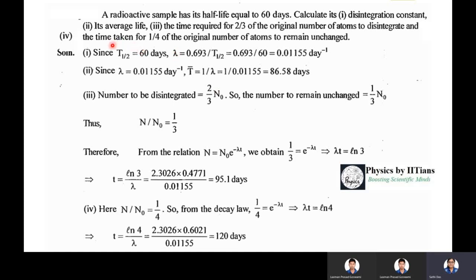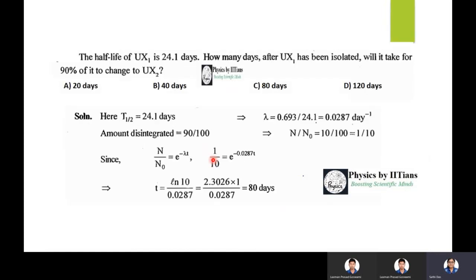The next question is the time taken for 1/4 of the original number of atoms to remain unchanged. So n by n naught is 1/4. From the decay law, 1 by 4 is e to the power minus lambda t, or lambda t equals ln 4, giving t of 120 days. Okay. So here you only have to remember how to apply these formulas, and you can easily get the answer.